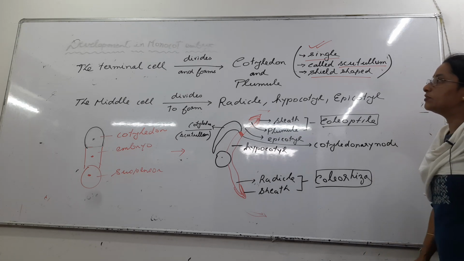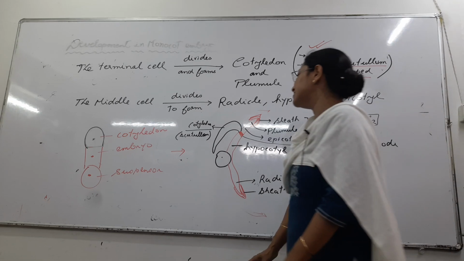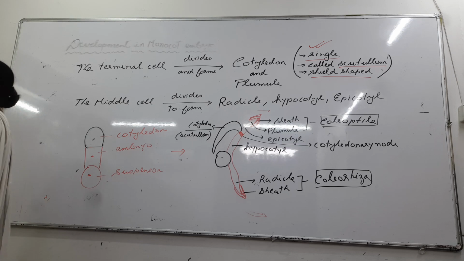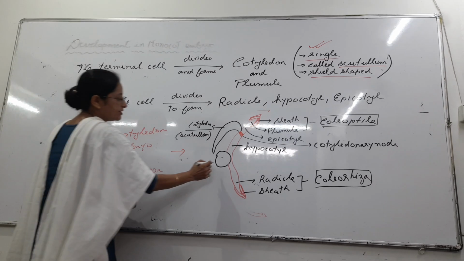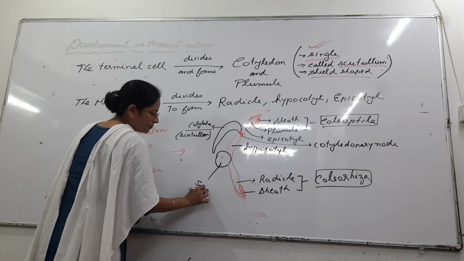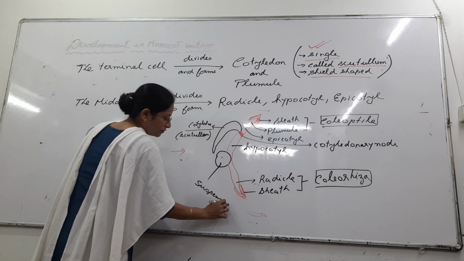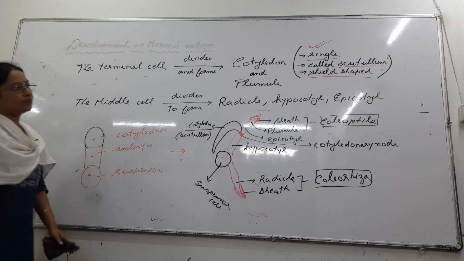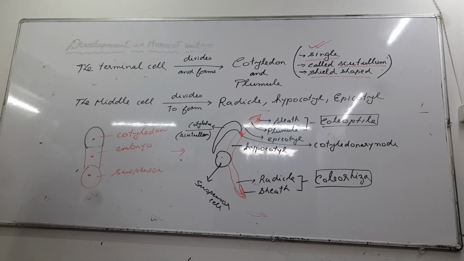So this is the development of the monocot embryo. So one characteristic that we have seen is, when we are talking about the cotyledon part in both dicot and monocot, after growing to a certain period of time, it bends down, right? And this is a suspensor cells. I think it's over.